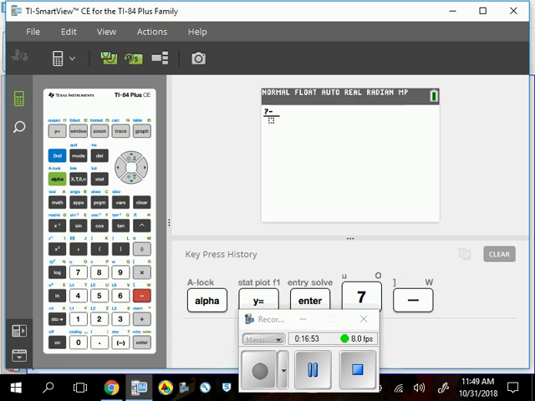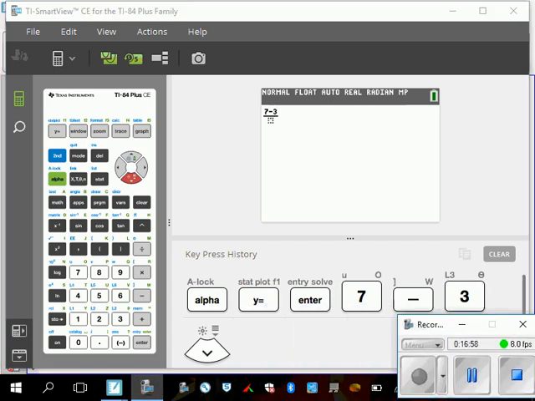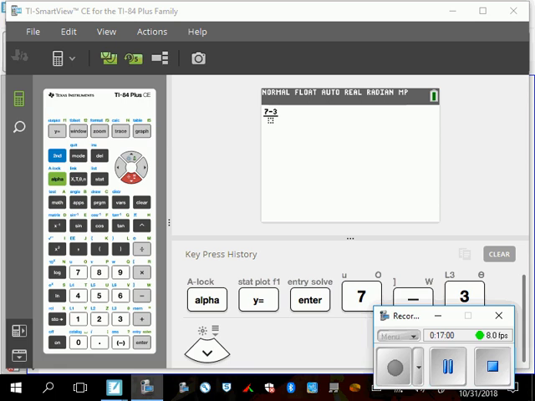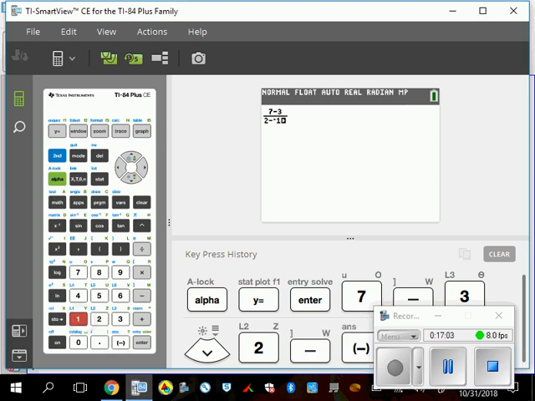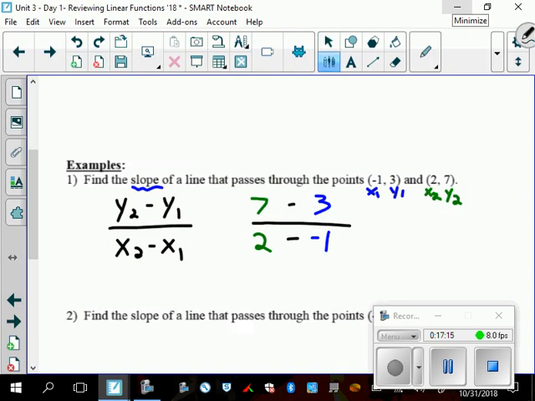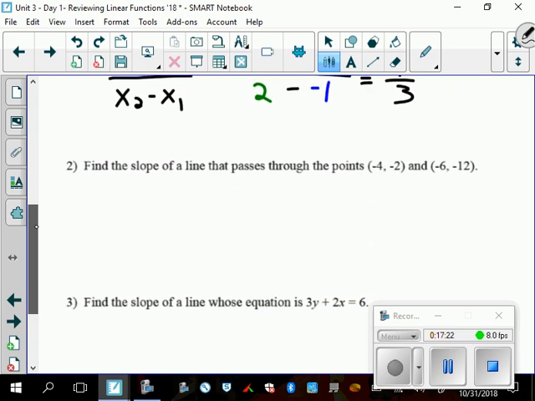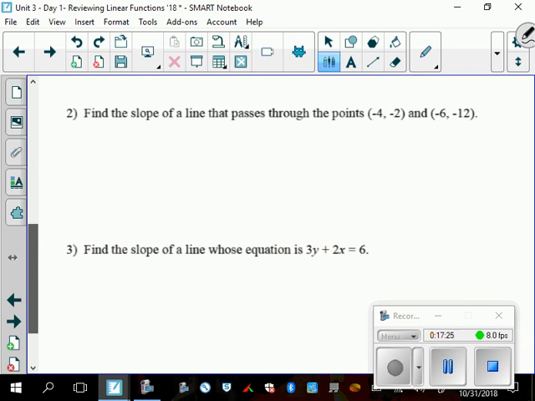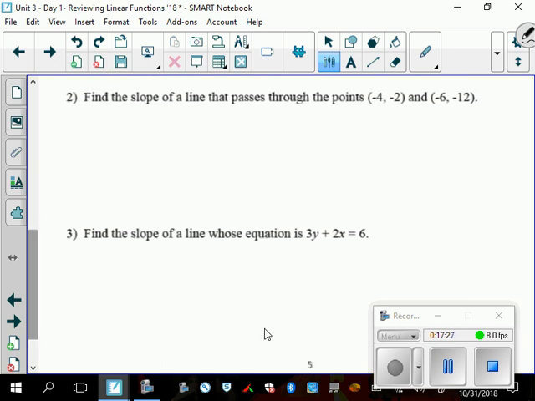So 7 minus 3 in the top. You have to hit the down arrow to get in the denominator. And then 2 minus negative 1. Make sure you see the difference between the minus and the negative. If I hit enter, it'll give me that back as a fraction and it'll simplify it for me. Okay, if you do it by hand, that works as well, but usually they'll want that simplified. So I would like you to try the same process with the second one by pausing the video.